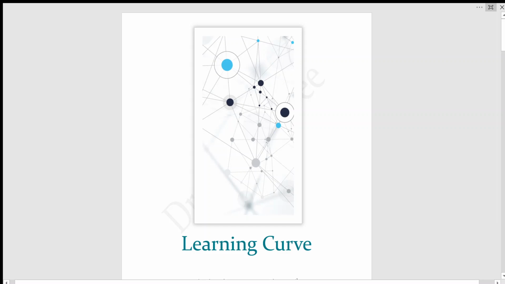Welcome to Module 3, Learning Curve Problem Illustrations. Let's see problem statement 1.